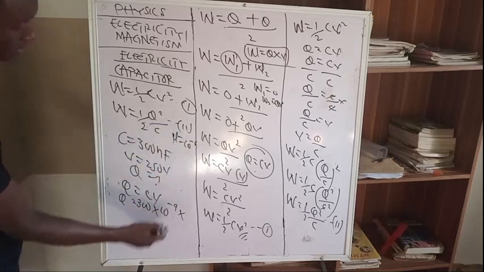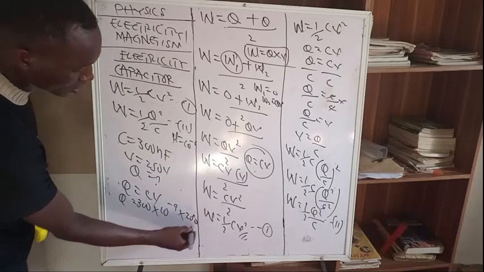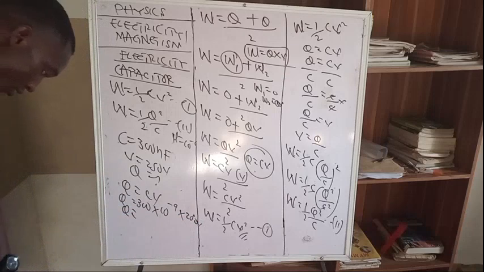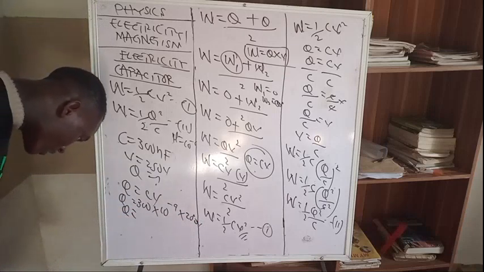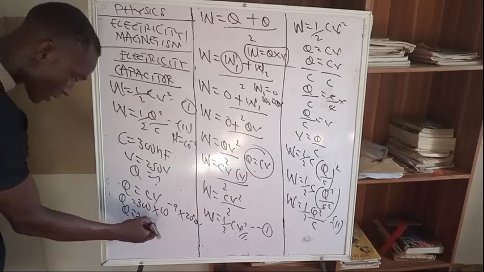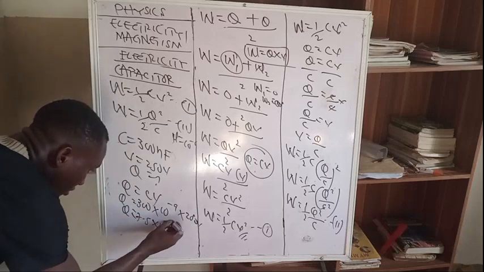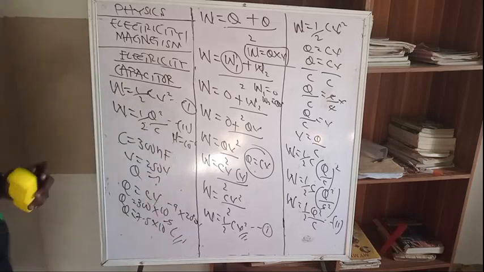So you are going to multiply that, then multiply by 250. Whatever answer you have will give you the charge, and the SI unit of charge is the coulomb. So at the end of the day, Q is equal to 7.5 times 10 raised to power minus 5 coulomb. That's what we're going to have at the end of the day.